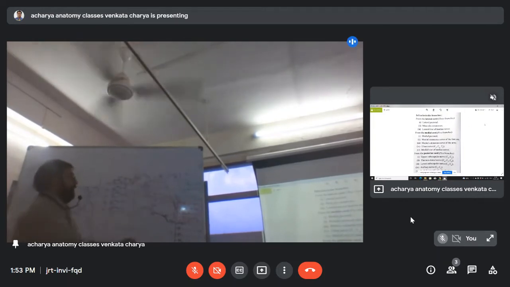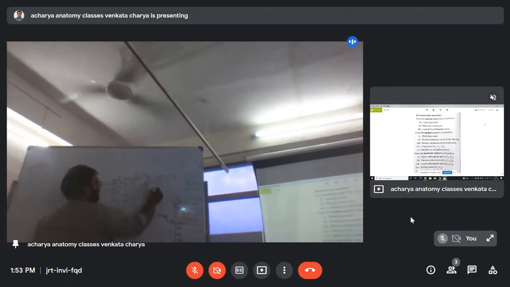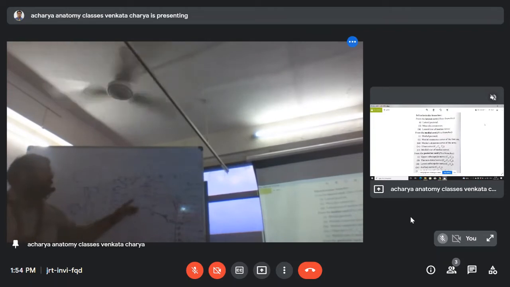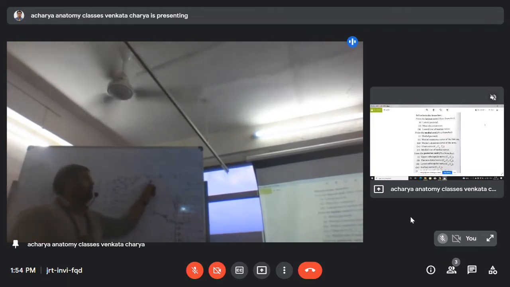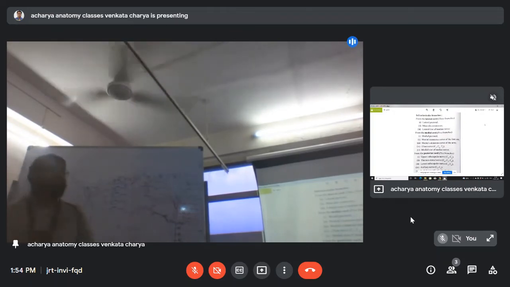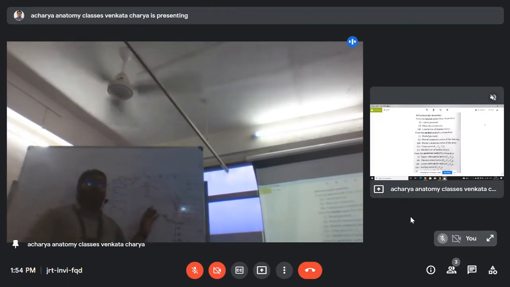Okay, then the upper trunk divides into two, dorsal division and ventral division. Then the middle trunk divides into two, dorsal division and ventral division, and the lower trunk divides into two, dorsal division and ventral division. So the dorsal division of the upper trunk, dorsal division of the middle trunk, and dorsal division of the lower trunk unite to form a cord called the posterior cord. This posterior cord gives 5 branches.